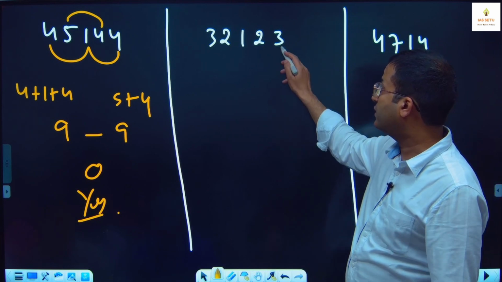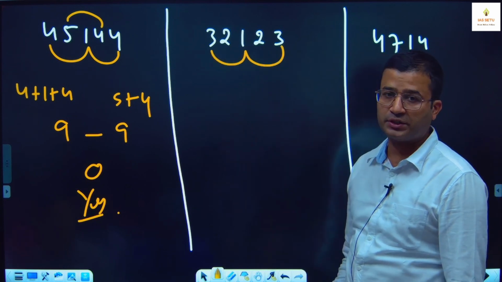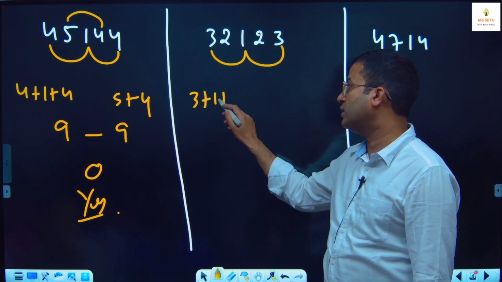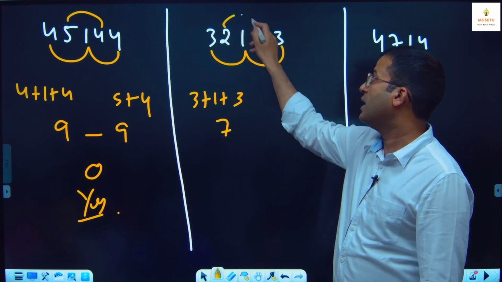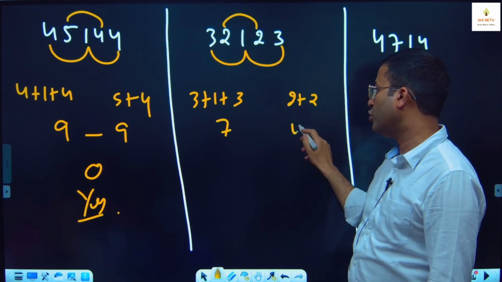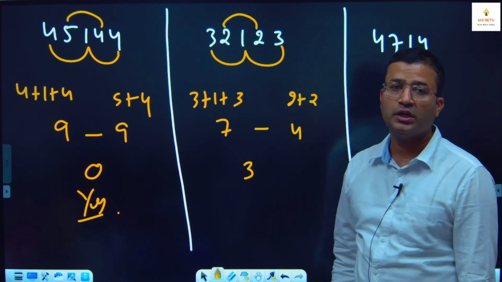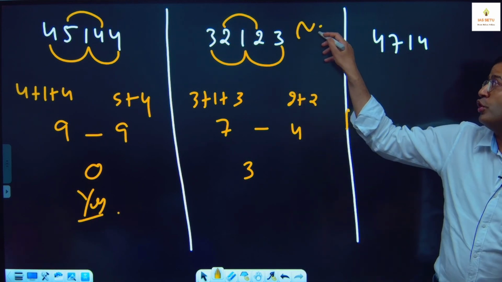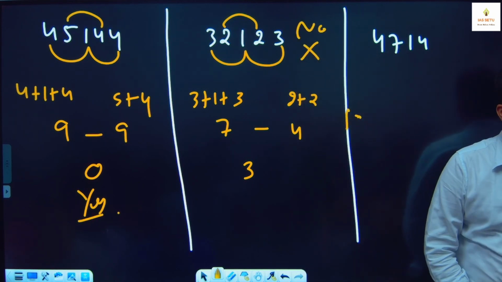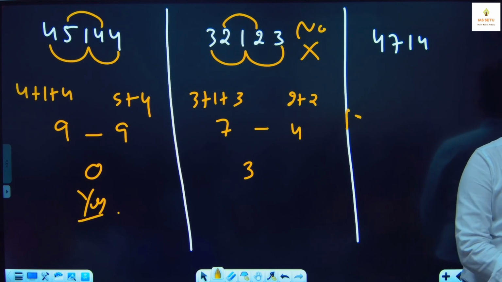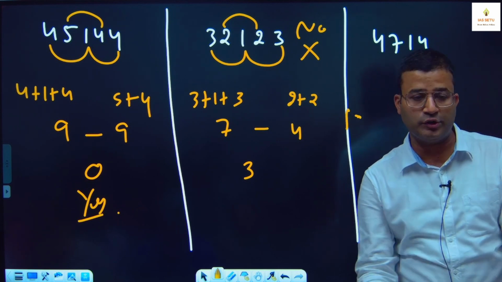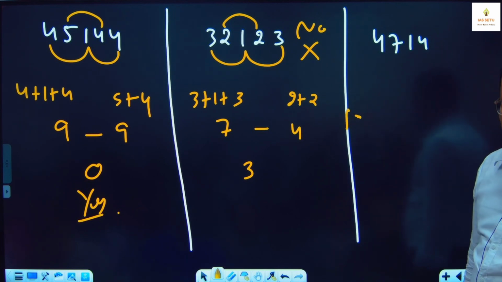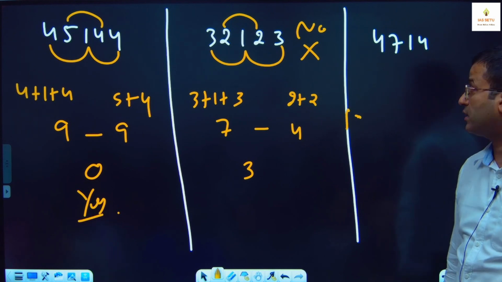Like in this question, 3, 1 and 3. 3 plus 1 plus 3, 7, and this is 2 plus 2, 4. What is the difference? 3. What are we expecting? 0, 11, multiple of 11. So no, this number is not divisible by 11. This number is not divisible by 11. I will come to that, there is a catch here.